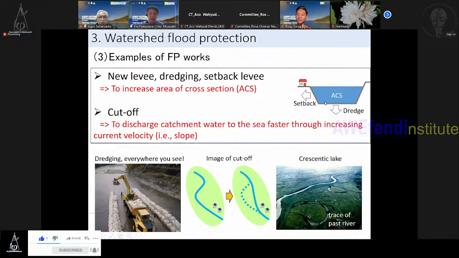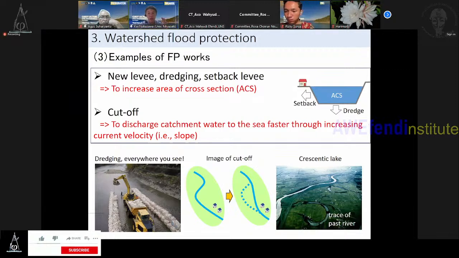So of course, if there is no levee, the water floods freely. But dredging means to dredge the bottom sediment like this using heavy machine. And setback levee is to slide the levee to our town side. So you can understand dredging and setback levee, both of the countermeasures expand the cross-sectional area.